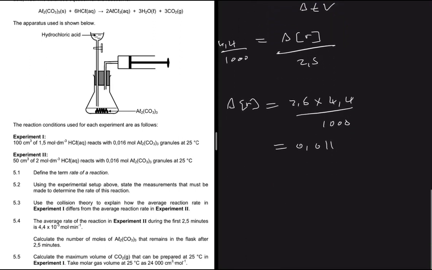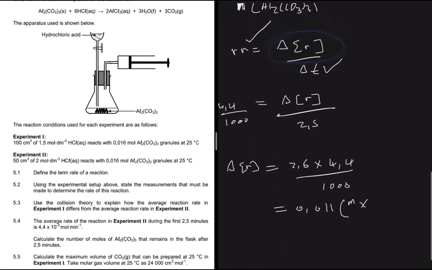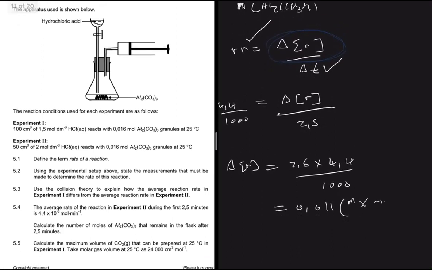So what's the SI unit now? We're getting 0.011, but what's the SI unit? We know that 2.5 is in minutes, and it's been multiplied by the reaction rate, which is in moles divided by minute. So the minutes cancel out. So the change in the number of moles is thus 0.011. So that's how I'm getting to 0.011.